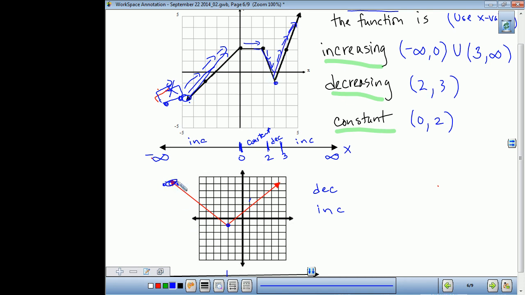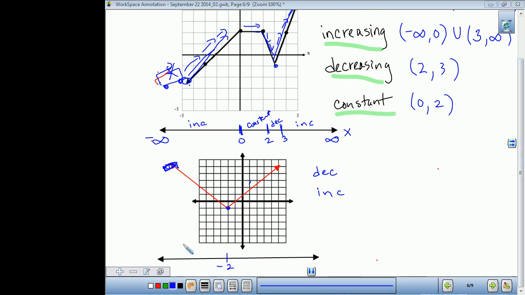Okay, so if I put my finger over here on this arrow, what's going to happen first on this next graph? It's going to be decreasing. Yes, Jessica? If the arrow is going down on the right side, is it still positive infinity?